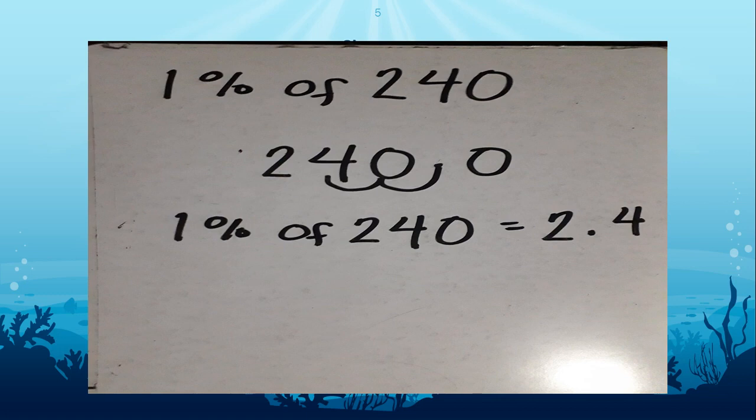So if we move from the right of 0, moving once, that brings it in the middle of 4 and 0. Moving another step to the left brings the decimal point in the middle of 2 and 4. So 1% of 240 is simply 2.4 or 2.40.